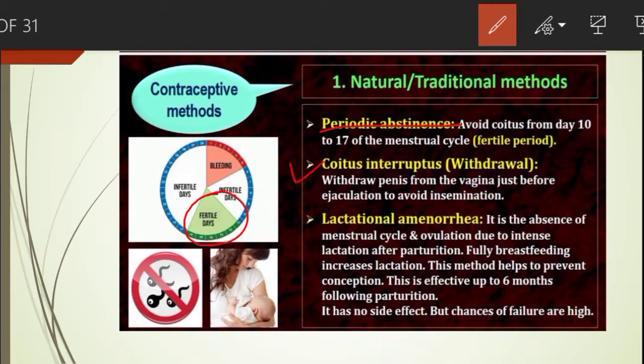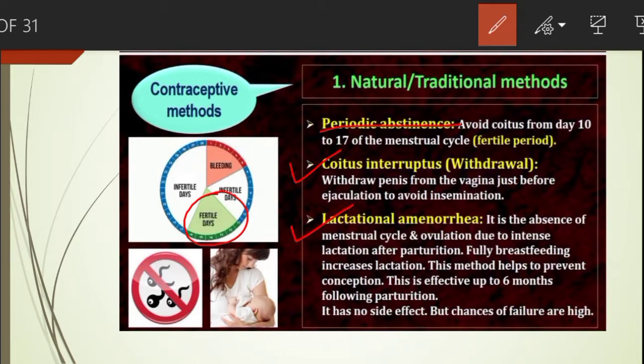The second method is coitus interruptus or withdrawal. In this method, the male partner withdraws his penis from the vagina just before ejaculation so as to avoid insemination.